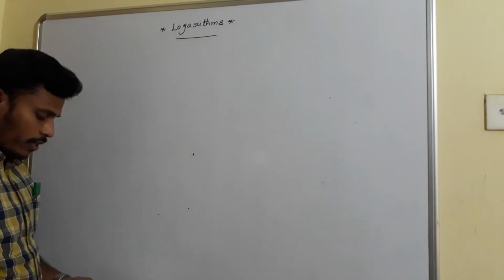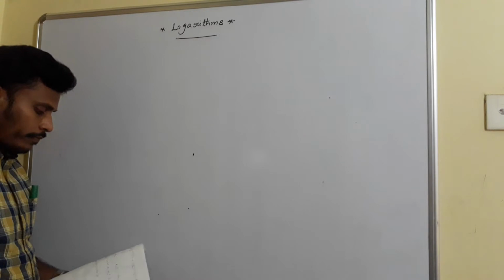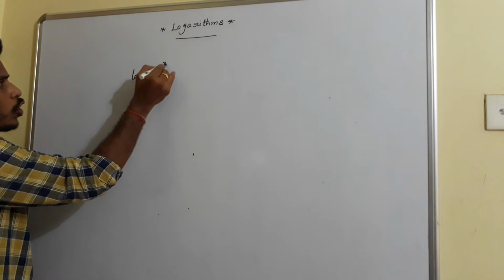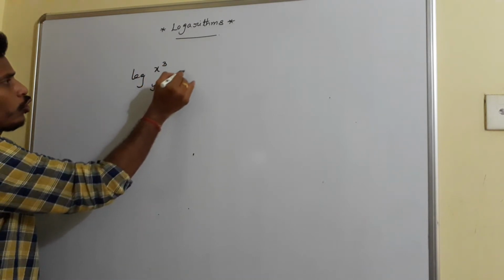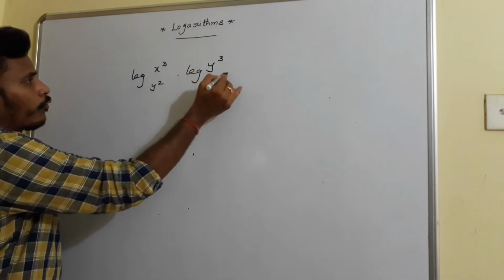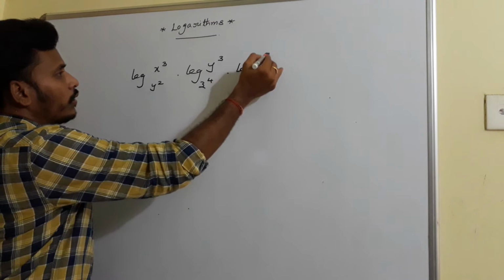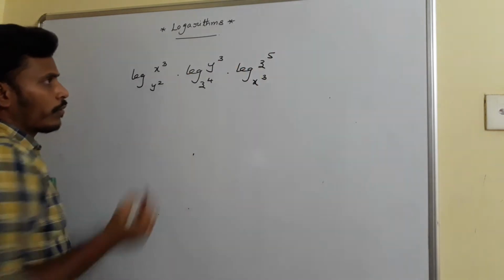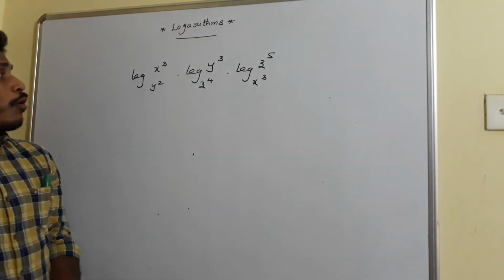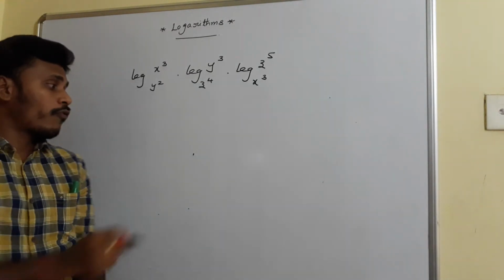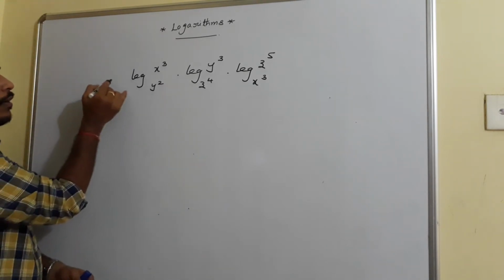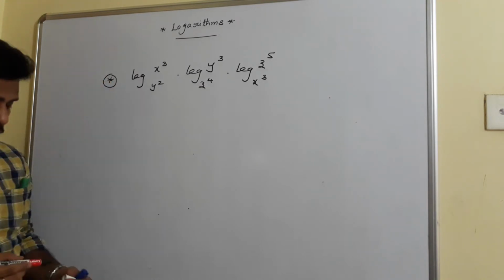So the next simple problem regarding this is, you need to find logarithm of x cube base y square into logarithm of y cube base z power 4 into logarithm of z power 5 base x cube. You need to find the simplified value for this one, right? How to simplify? You need to find the simplified value.